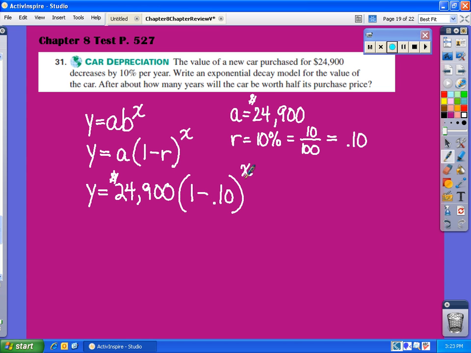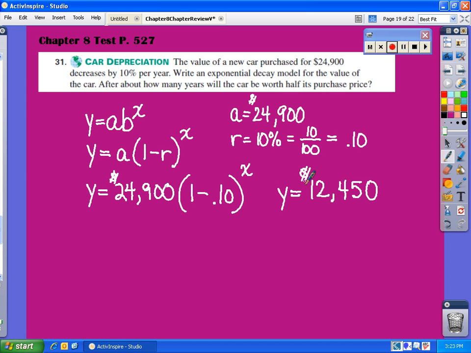And the question that they're asking us is, after how many years will the car be worth half its purchase price? Well, first of all, let's figure out what half its purchase price is. That would be a y value that is half of $24,900, or $12,450. Now, there's two ways to do this problem.